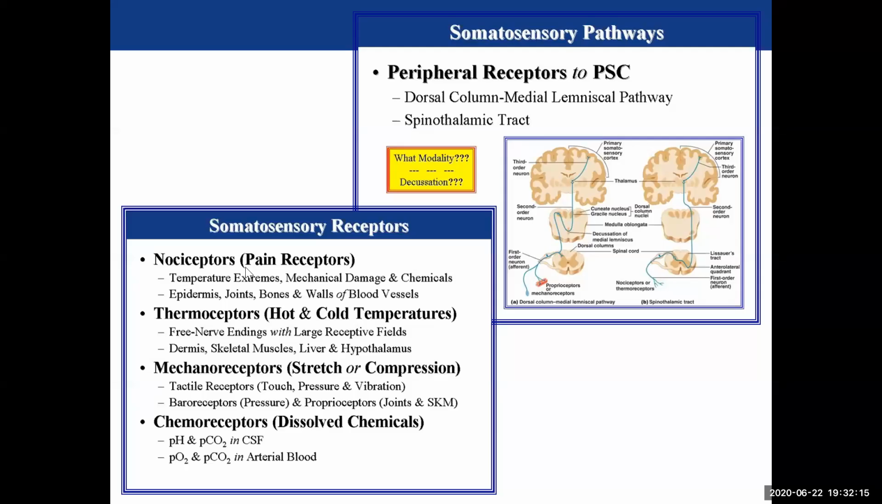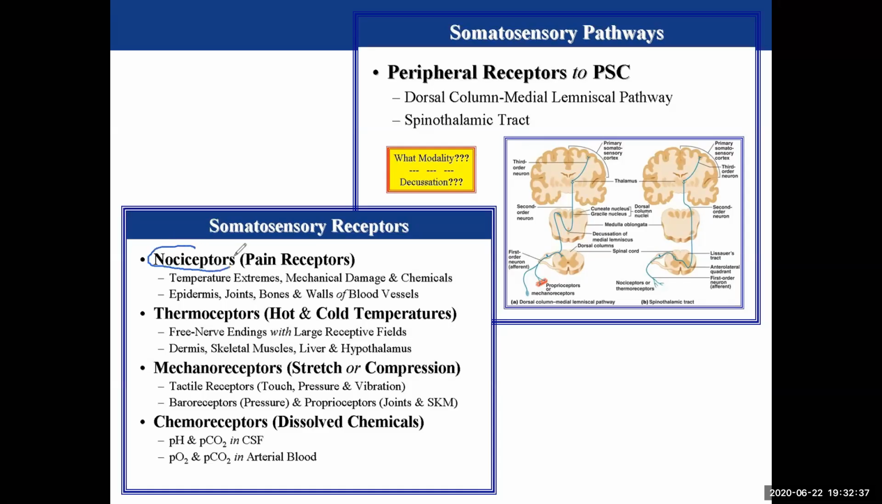The receptor that detects noxious stimuli, N-O-X-I-O-U-S, noxious stimuli will allow you to perceive pain. The receptors detecting noxious stimuli are called nociceptors, leading to pain perception. Temperature extremes, mechanical damage, and excessive chemicals that can burn your skin will activate the nociceptors. They're located in the skin surface, epidermis, joints, bones, and walls of blood vessels.